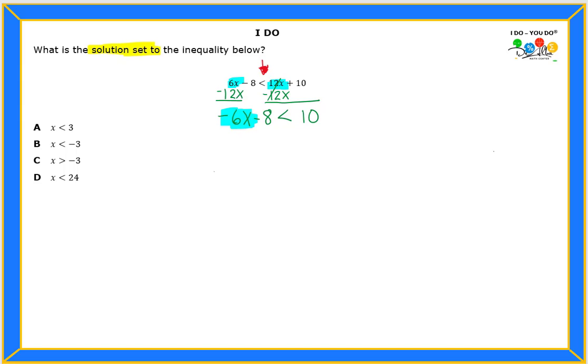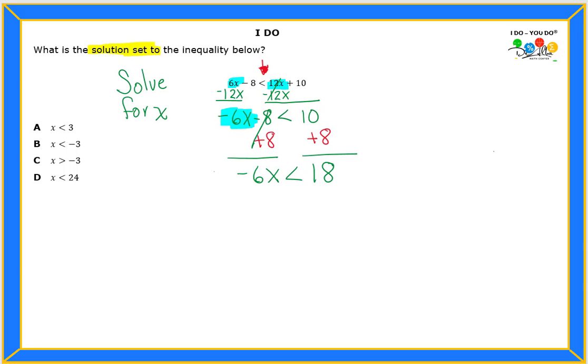So what I need to do next is make sure that my variable stays by itself. Solve for x, right? So that minus 8, I need to get rid of that one. So I am going to add 8 on both sides. Okay? And of course, my 8 is going to cancel, and I have only negative 6x less than 10 plus 8, which is 18, right?